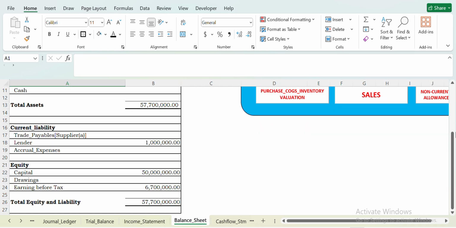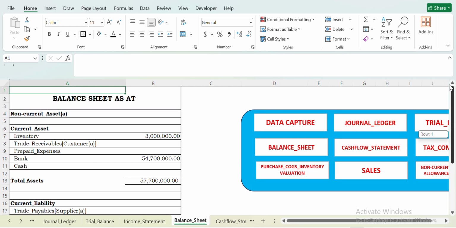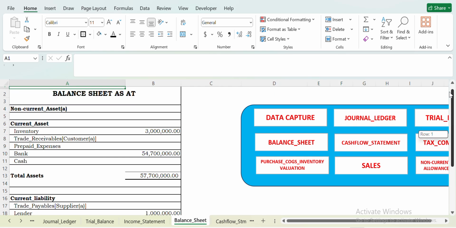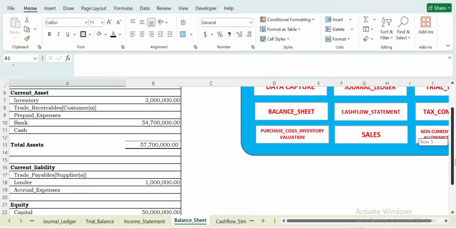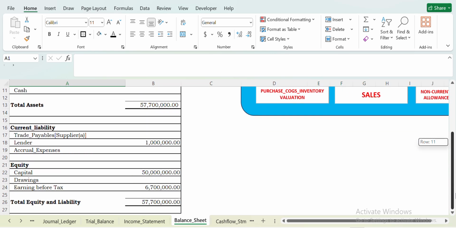Then same thing for the balance sheet. So these are the assets. We currently do not have non-current assets. So these are the current assets so far, and the current liability. Our total assets are equal to equity plus liability, so we are on course.